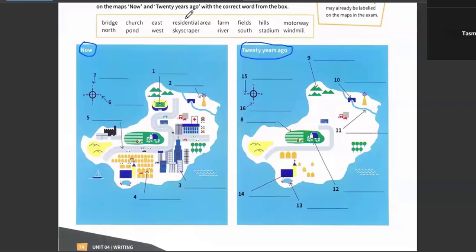Very good. Twelve, farm. Thirteen, pond. Very good. Fourteen, church. Right. Fifteen, west. Right. Sixteen, south. Excellent. Well done. So you marked all those very correctly.